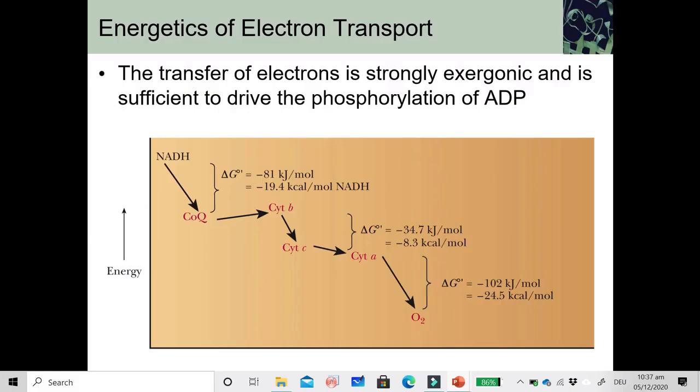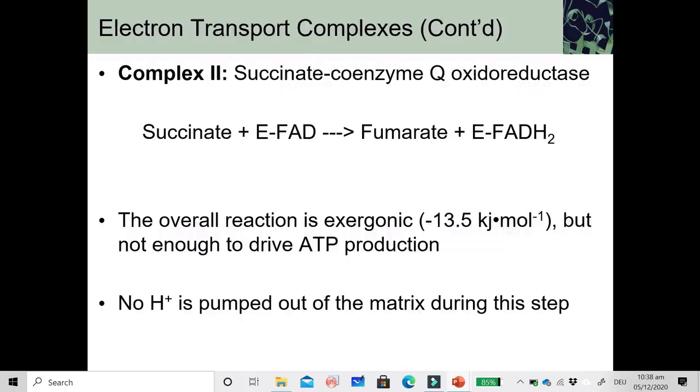If I'm not mistaken, the amount of energy that is necessary to synthesize ATP is just around 30 or so kilojoules per mole. So this amount of energy is definitely large enough to synthesize ATP, right? Okay. We're going to learn exactly how ATP is synthesized later.